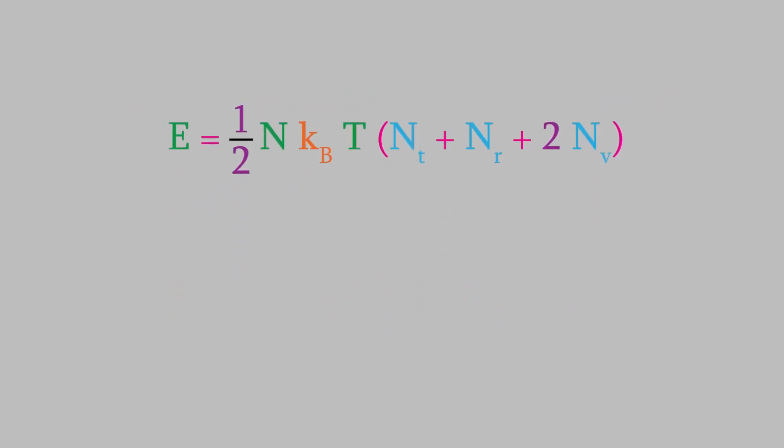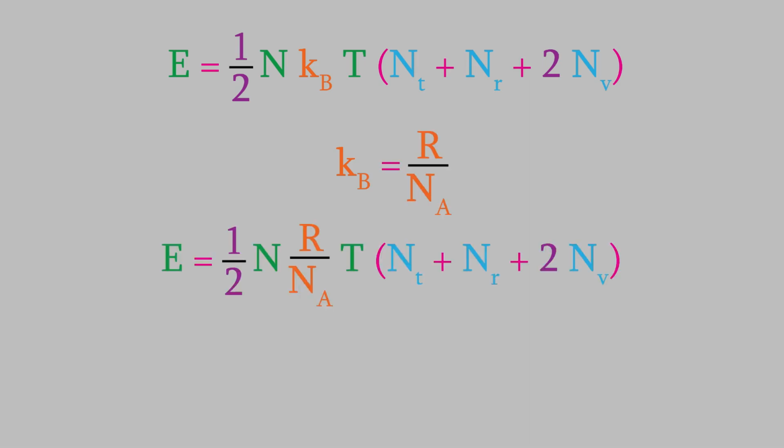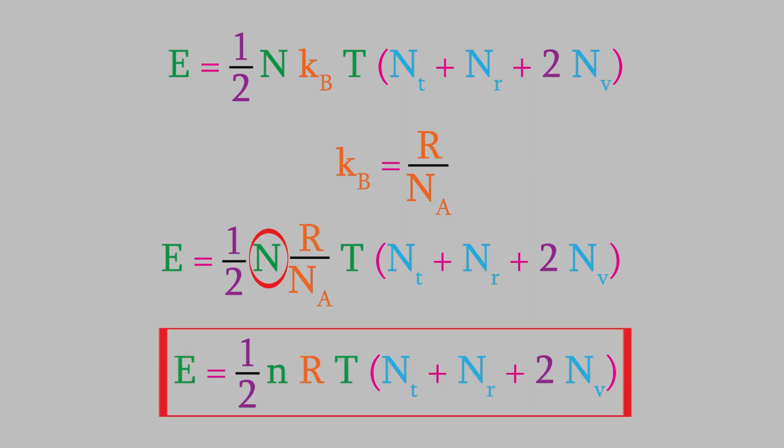We can simplify this equation a bit. Recall that k_B, the Boltzmann constant, is equal to R divided by Avogadro's number. But N divided by Avogadro's number is just equal to the number of moles, which is little n. So that gives us this for our equation for the energy of a sample of molecules based on the degrees of freedom in the molecules.